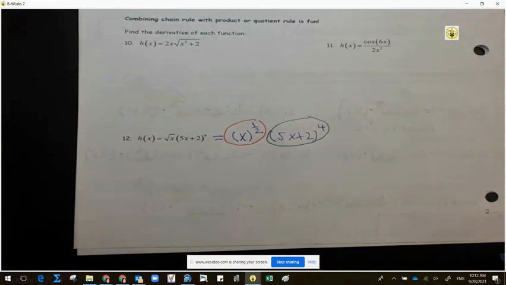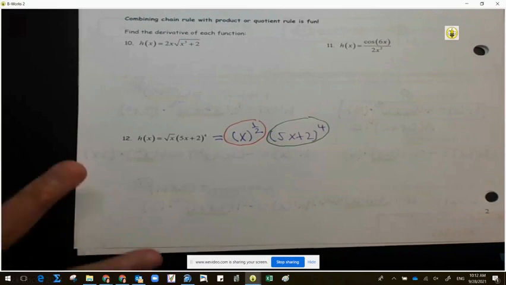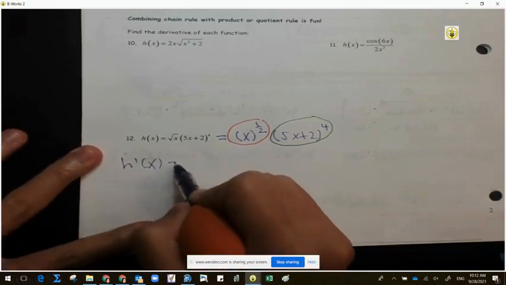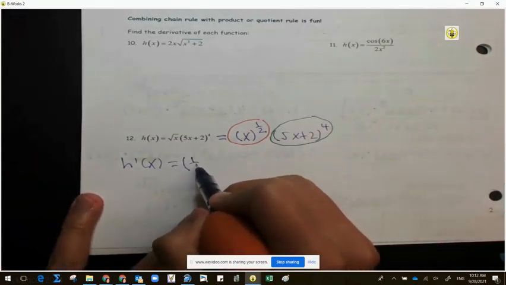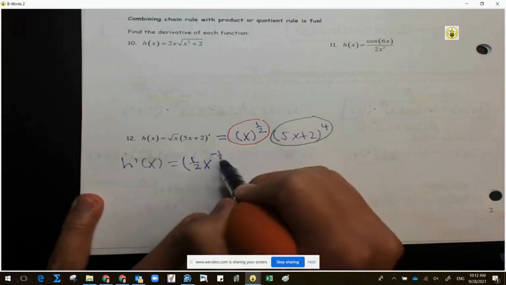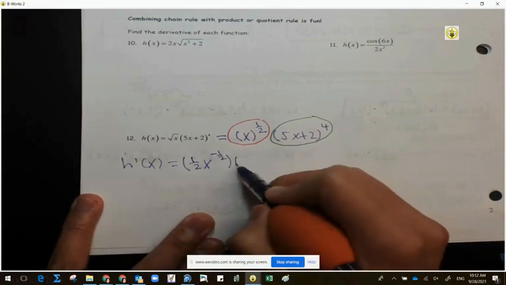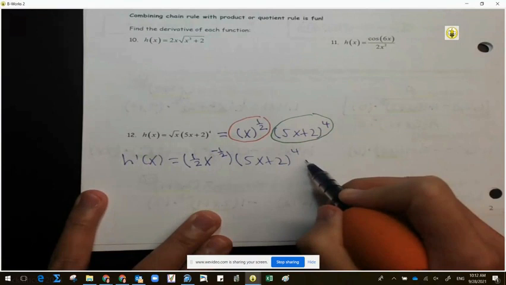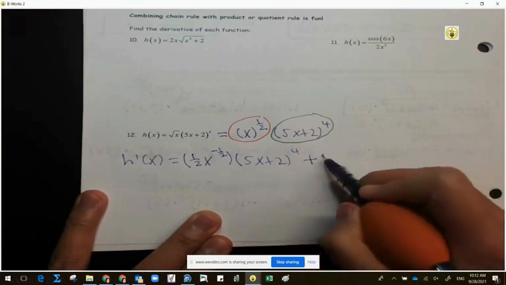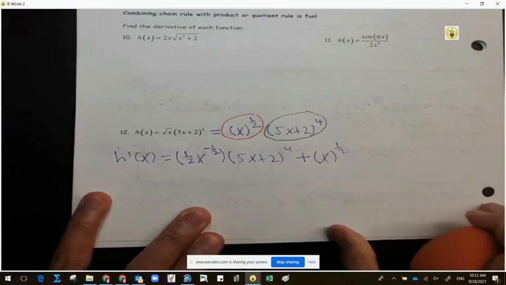So here's a reminder for the product rule that's going to be also helpful on your test today. The product rule states you derive the first one and keep the second one, yes? Separated by a plus sign, you keep the first one and derive the second one. So here I go. Our h prime of x. What is the derivative of x to the 1/2? 1/2 x, and then 1 less than that is negative 1/2. And we keep the second one, separated by a plus or minus. Plus. And then we keep the first one. And then we derive the second one.